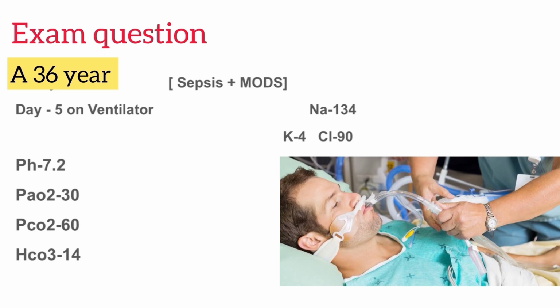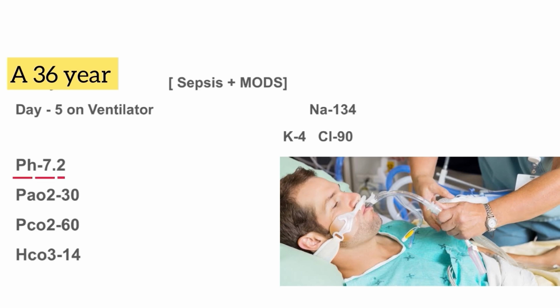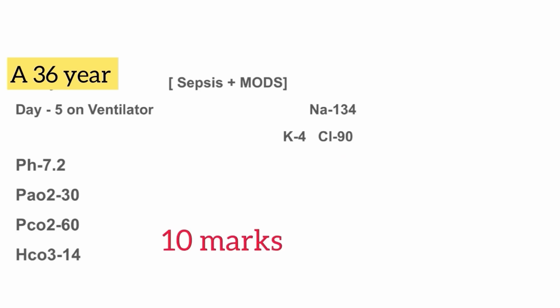A 36-year-old man was admitted to the ICU with sepsis and MODS. So day 5 on ventilator, pH 7.2, PO2 30, PCO2 60 and bicarbonate 40. You can see the electrolytes here. Can you please try to answer this for 10 marks?